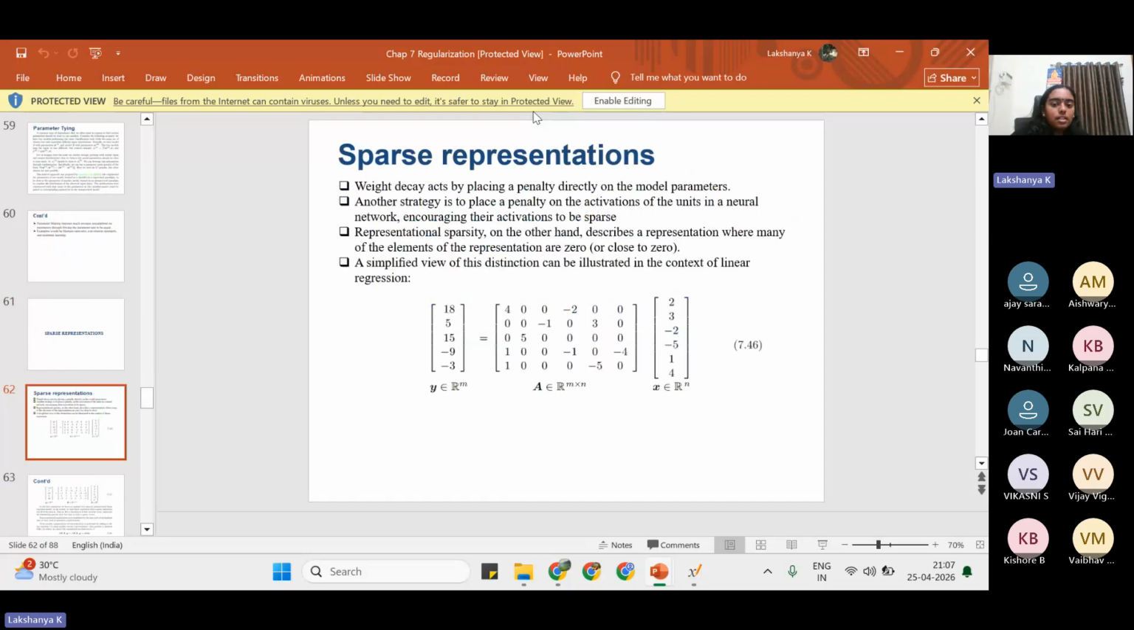Sparse representation is when you want to represent your data in as few numbers as possible. Your matrix has a lot of zeros. So what happens is it is forced to only retain the most important features. Everything else becomes a zero. So it cannot retain each and every feature and hence give an extremely specific overfit answer.